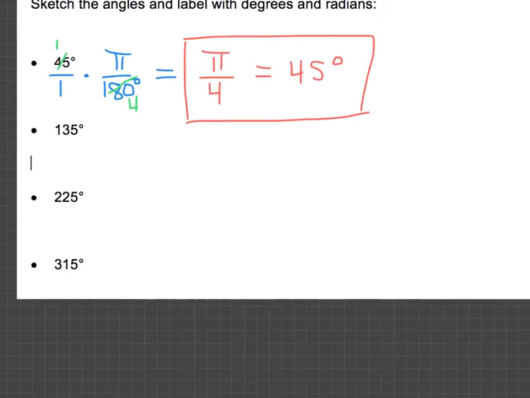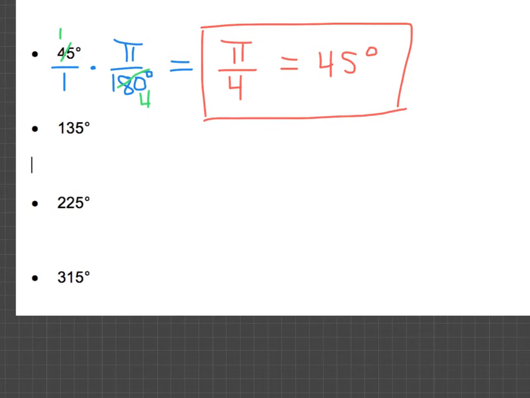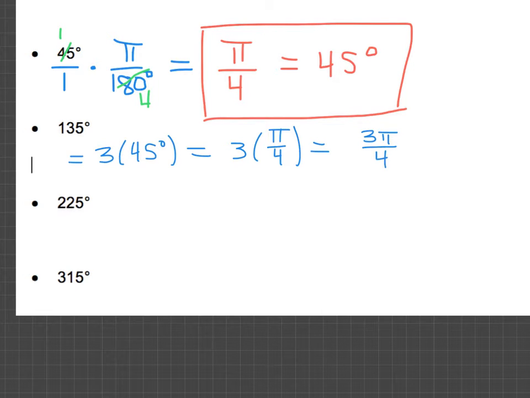Okay, we're going to use that to find these other angle measures in radians. So 135 degrees is equal to 3 times 45 degrees. So replacing that 45 degrees with what we have in radian measure, pi over 4, we get that 135 degrees is equivalent to 3 pi over 4.